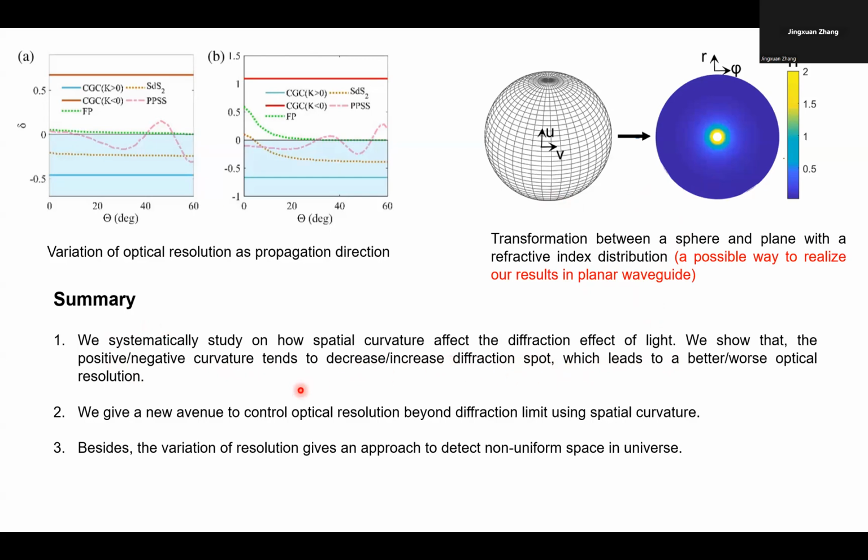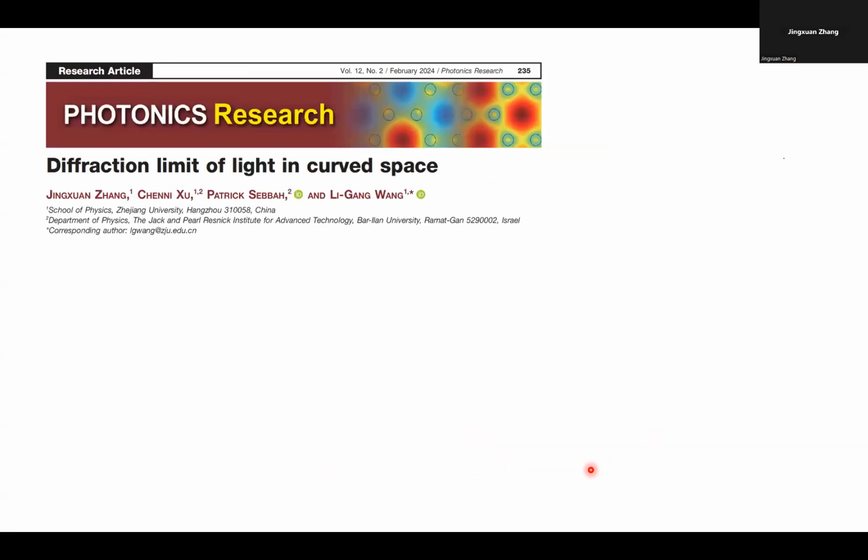We found that the space with positive or negative curvature tends to decrease or increase the diffraction spot, which leads to a better or worse resolution. We gave a new avenue to control optical resolution beyond the diffraction limit using spatial curvature. And besides, the variation of resolution gives an approach to detect the non-uniform space in the universe. And our result has been published in the Photonics Research Journal.